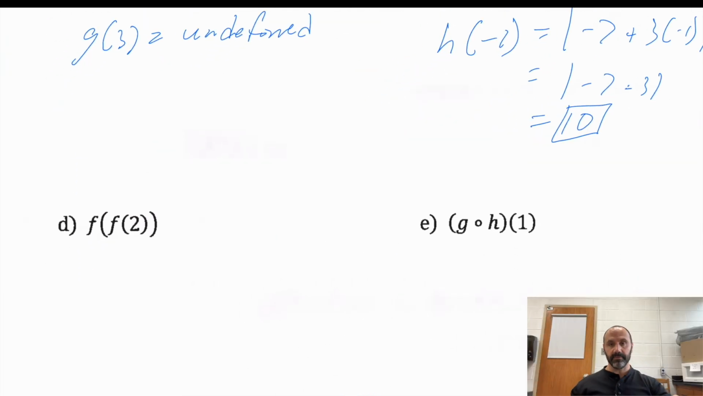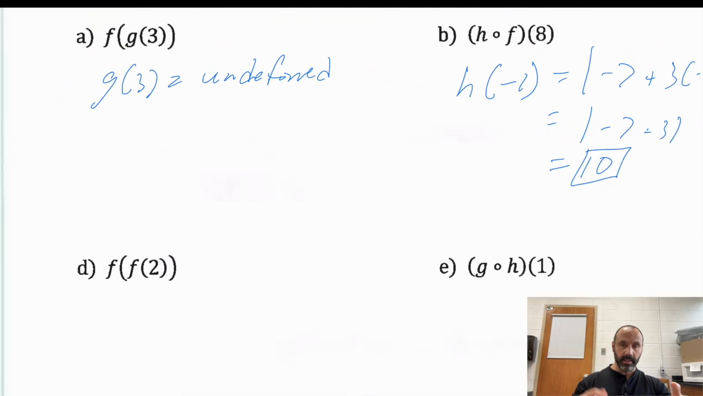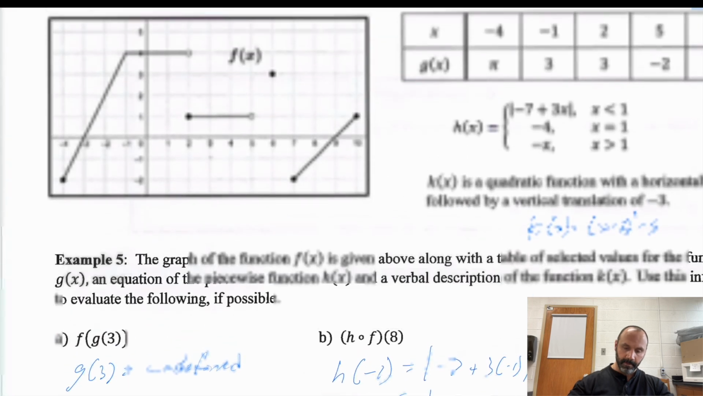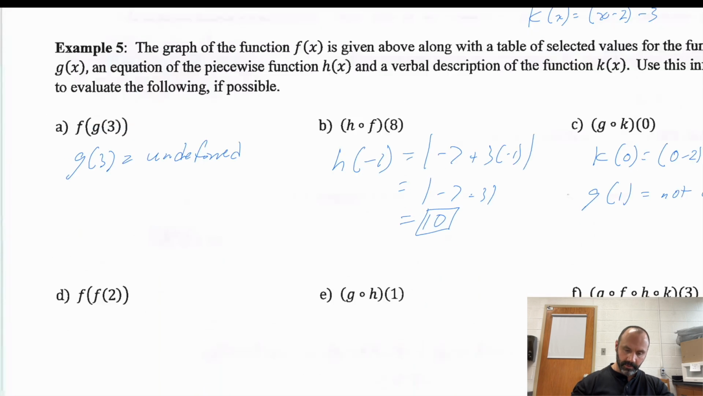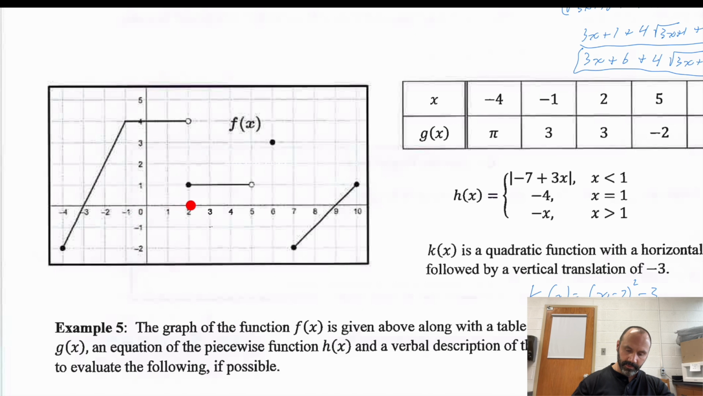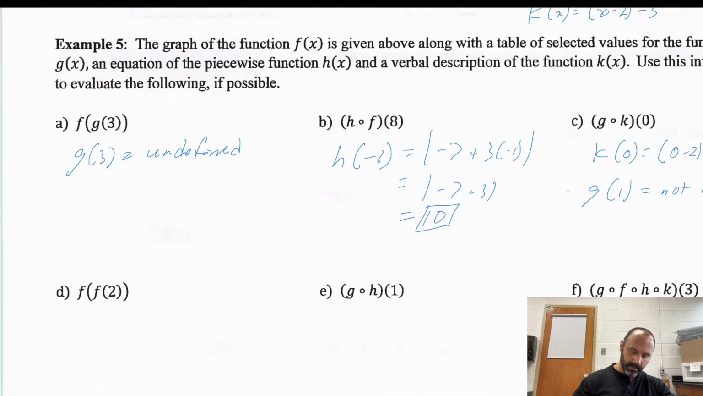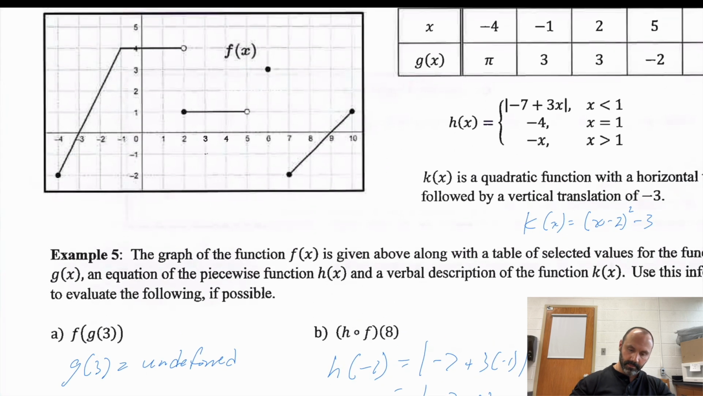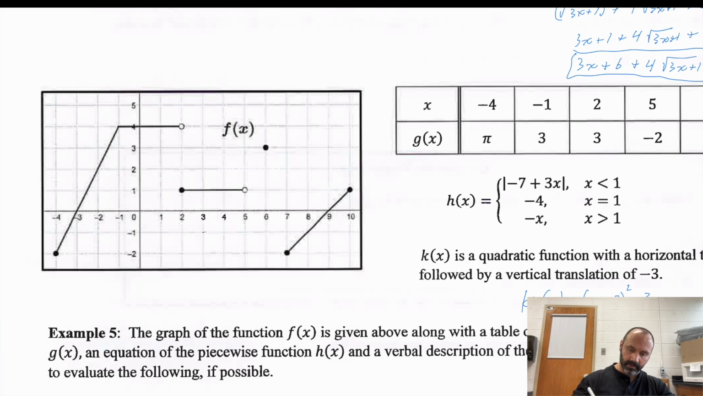For D, f of f of 2, so input into F, and then whatever output is, I put that back into F. Let's see what happens, because this is the graph. So an input of 2, input of 2 gives me a value of 1. So now I'm going to find f of 1. All right, so let's see. If I have an input of 1, I get 4.